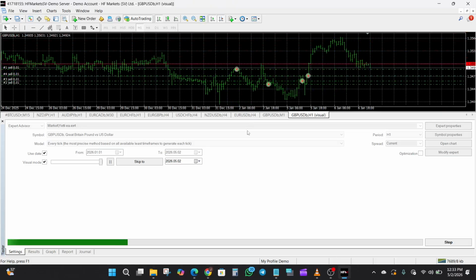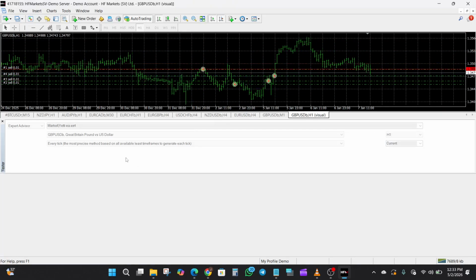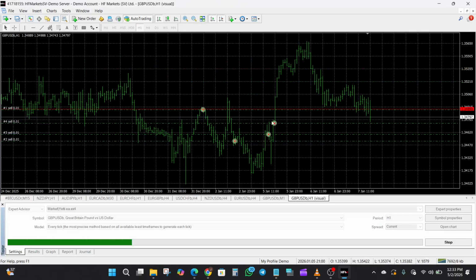So we can see that the EA has already started picking trades. All right. If we take a closer look, you will notice the sell entries, you can see 1, 2, 3, 4. You can see that they came after this period of significant sell move, right?